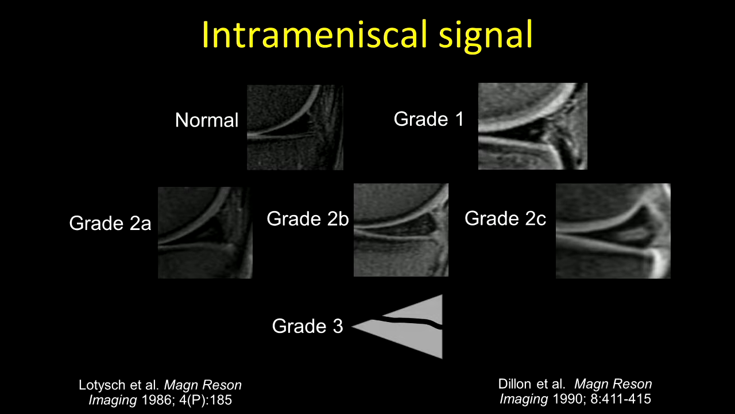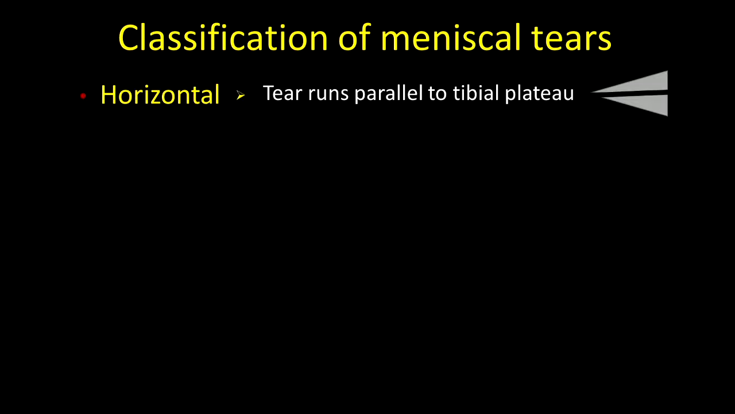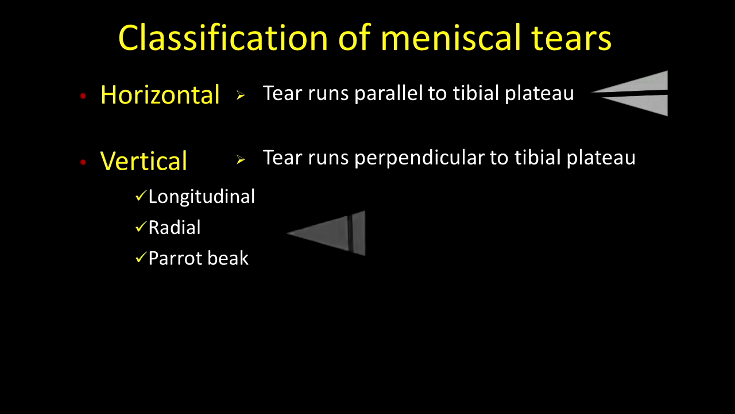In grade 3 signal abnormality, you'll see linear signal clearly extending to an articular surface. Here we can see fluid signal intensity extending to the superior articular surface, and this corresponds to a definite meniscal tear. Meniscal tears can be classified depending on the orientation of the signal abnormality. Horizontal tears have linear signal running parallel to the tibial plateau, whereas in a vertical tear, the tear runs perpendicular to the tibial plateau, and this can be oriented longitudinally, radially, or obliquely, the so-called parrot beak tear.